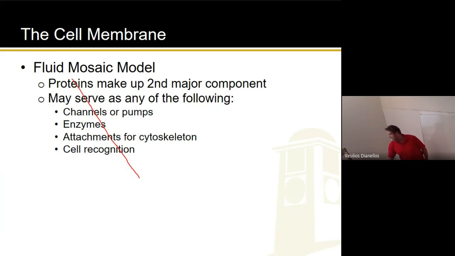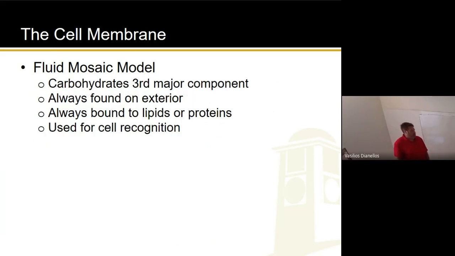Anyway, any questions about this stuff? It's getting a big X because it will not be on the exam. Good, we're making time. Third major component.